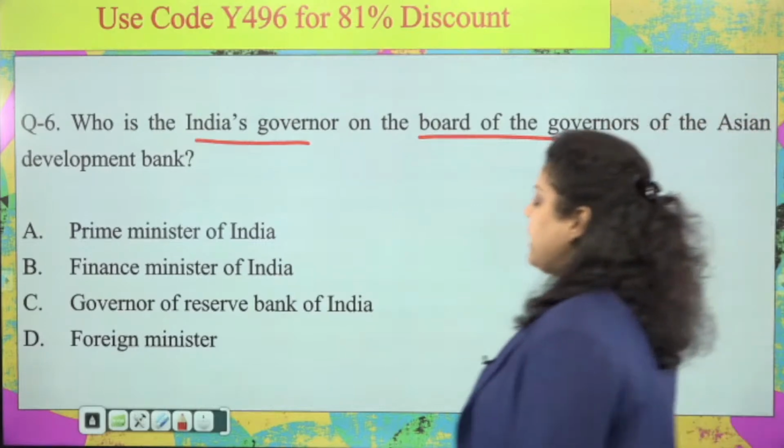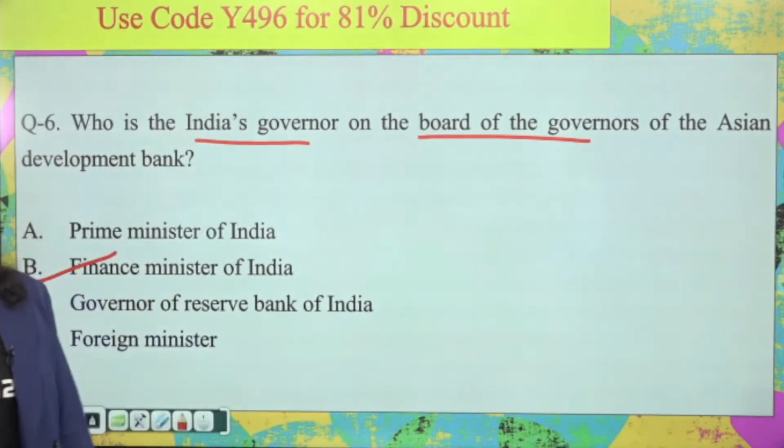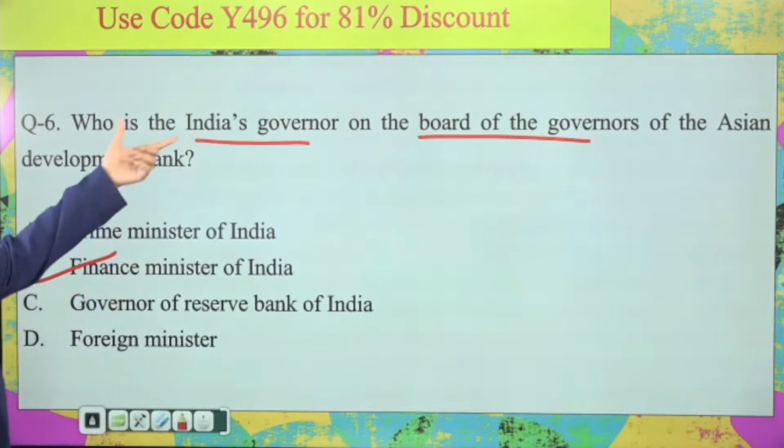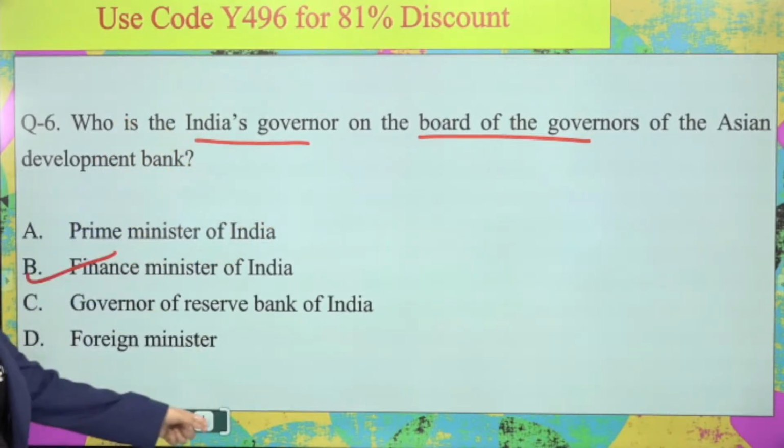Okay, done. So the finance minister of the country, like right now, Mrs. Nirmala Sitharaman is the finance minister of our country. So she will be representing as India's governor on the board of the ADB, Asian Development Bank, right? So the right answer will be B.